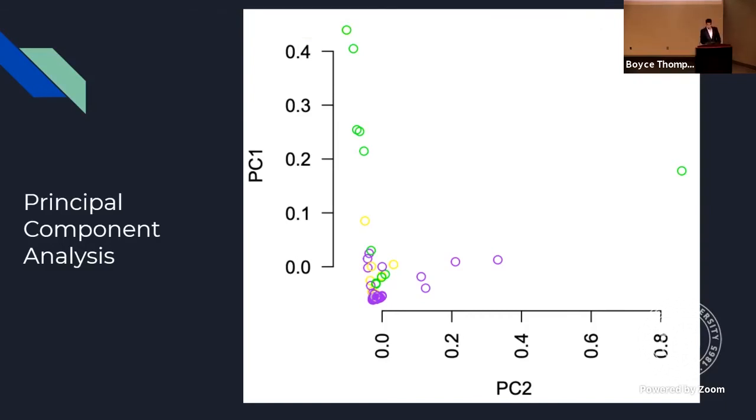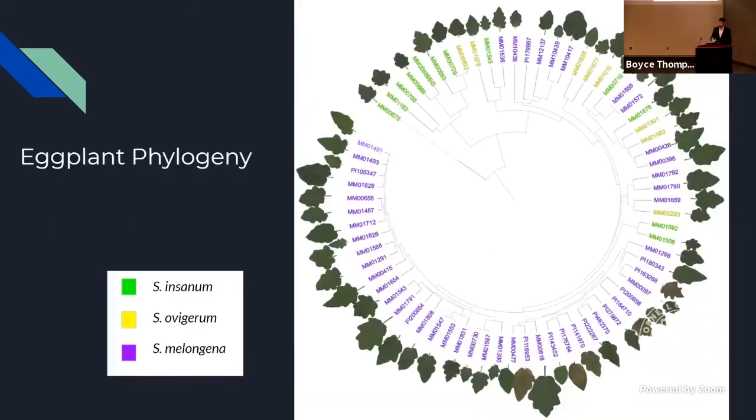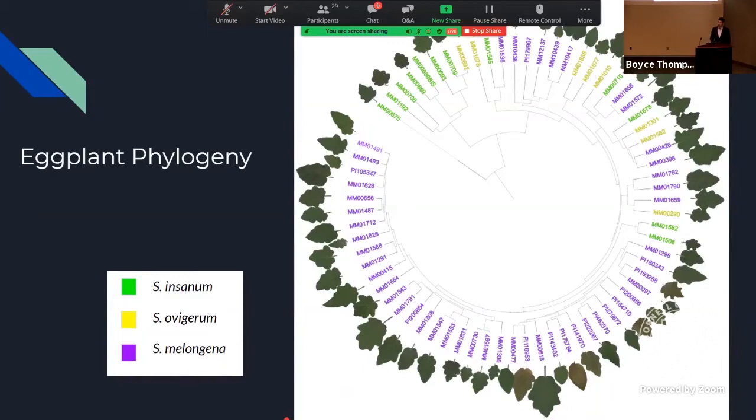The next step from here is to start constructing phylogenies. So we were able to do that. And here you see a phylogeny of all the eggplants that we were able to sequence. The thing you want to look at in terms of this phylogeny is the grouping. So obviously here we have a very wild group made of mostly Insanum and some Ovigerum. And then of course here we have a very extensive Melongena, or cultivated group, all grouped together.